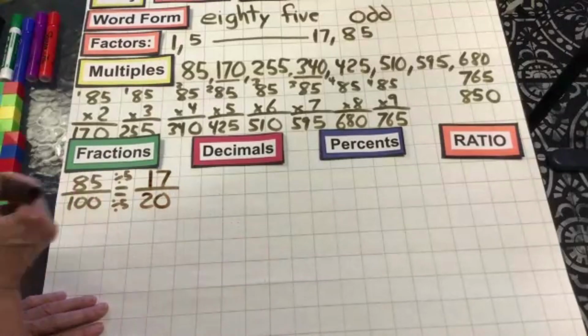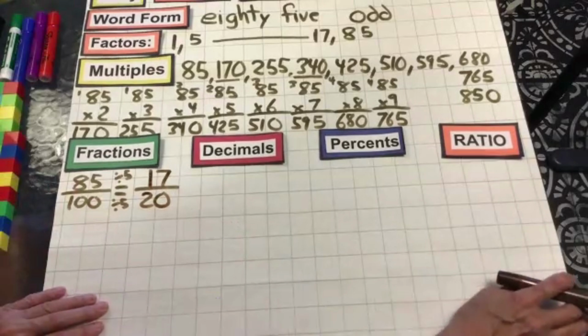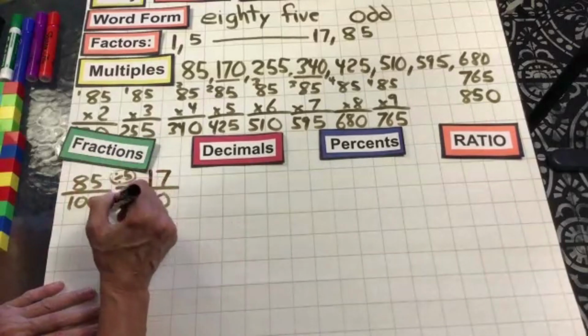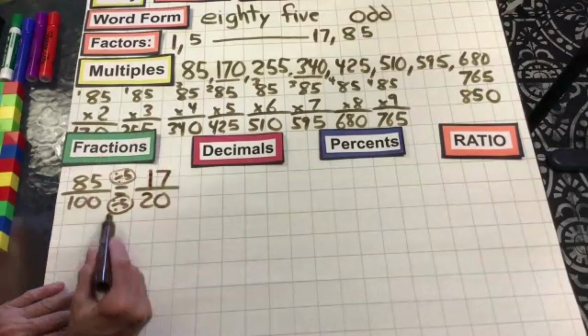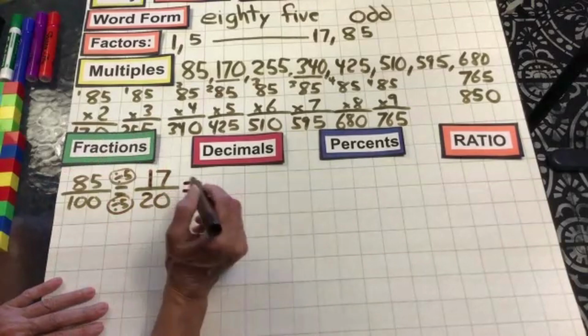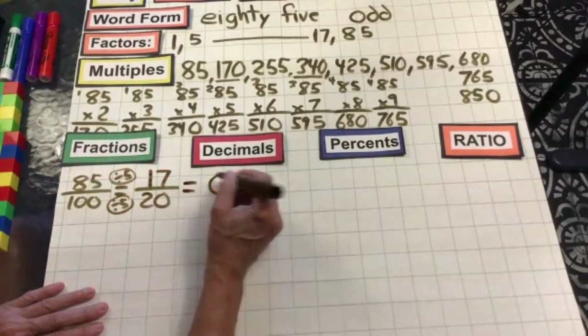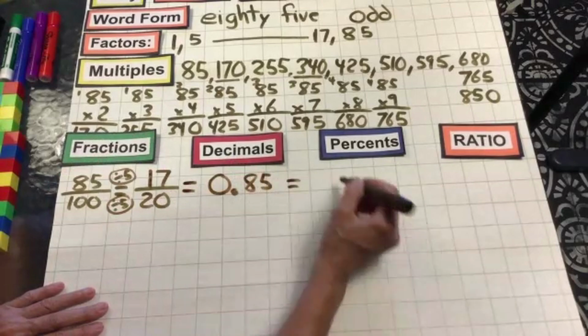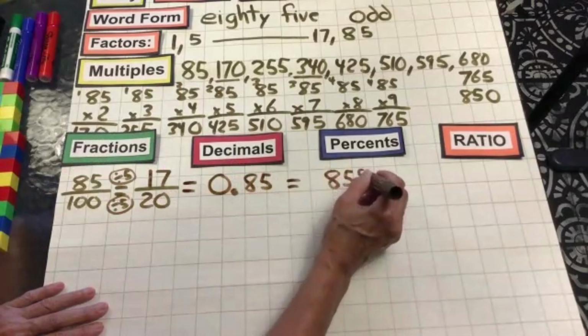You might even put an equal sign and put it over to the left. Just make sure it's on your page somewhere. So we divided the top and the bottom, the numerator and the denominator, by the same number to get our equivalent fraction. The equivalent decimal for that is 0 and 85 hundredths. The equivalent percent is 85%.